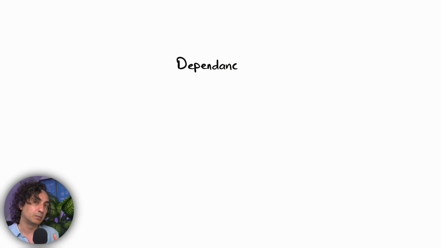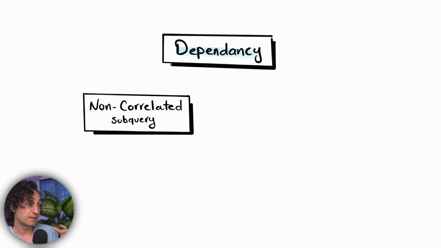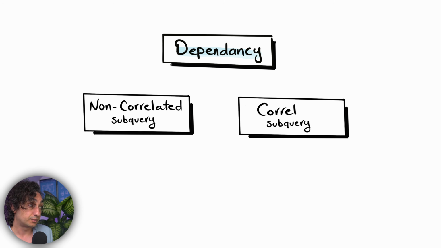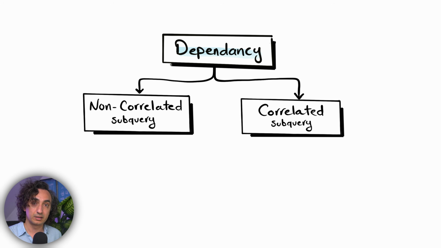First of all, if we are thinking about the dependencies between the subquery and the main query, there are mainly two types of subqueries. We have the non-correlated subquery. That means the subquery is independent from the main query. And the second type is the correlated subquery. It's exactly the opposite: the subquery depends on the main query. Of course, we will explain all of this in detail, don't worry about it. So this is the first group.